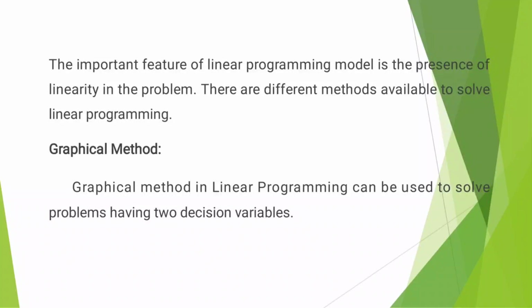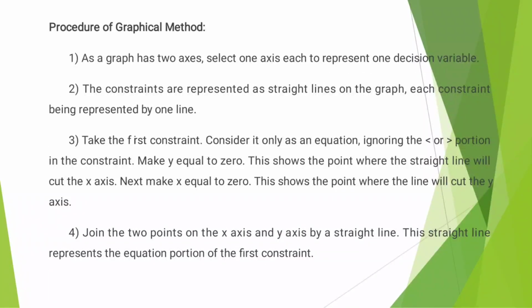We have different methods to solve the linear programming problem. In this video lecture, let us see the graphical method. The graphical method in linear programming can be used to solve problems having two decision variables. Let us see the procedure for the graphical method. As a graph has two axes, select one axis each to represent one decision variable.